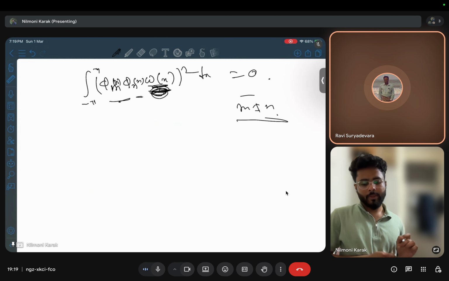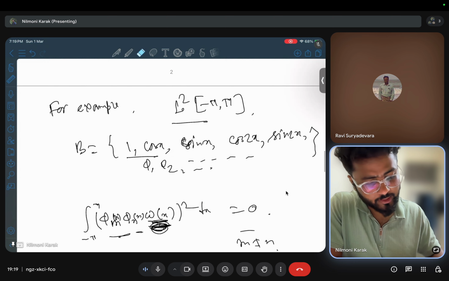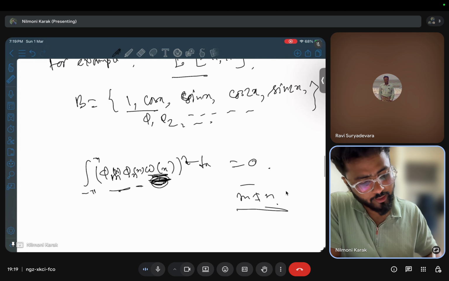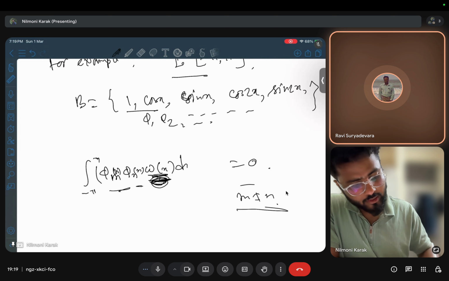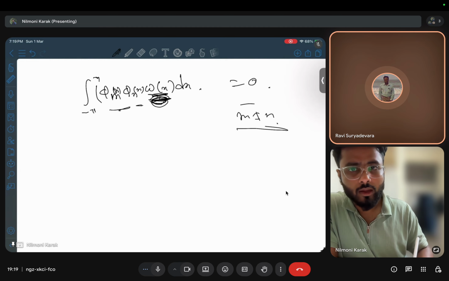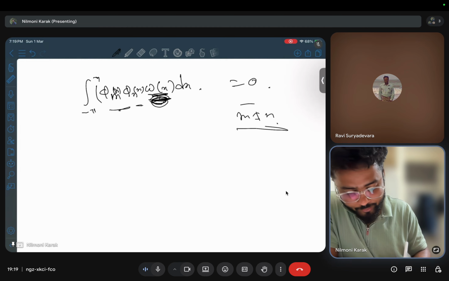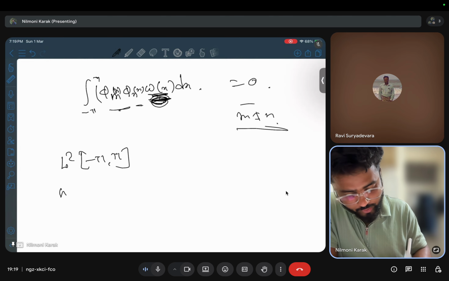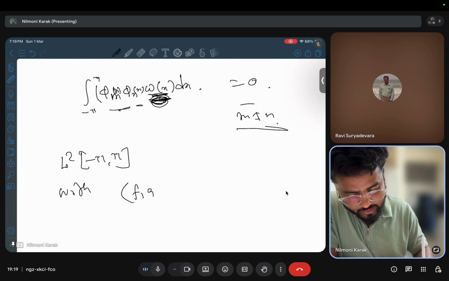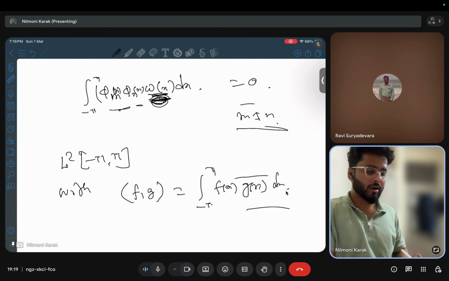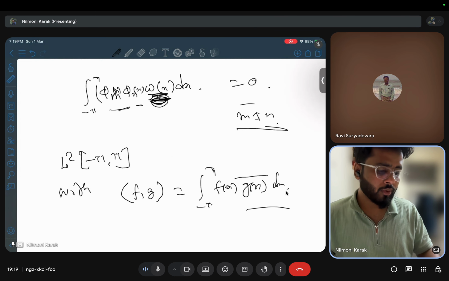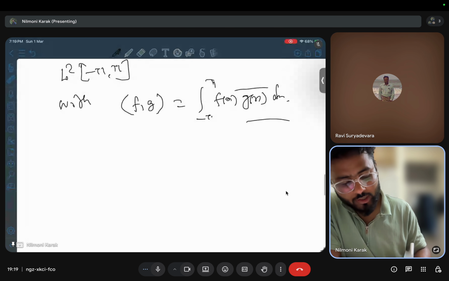Actually, one thing, I made a mistake. Inner product means basically L2 minus pi to pi with the inner product f comma g. This is integral minus pi to pi f x comma g x bar dx. This is the inner product. Actually, I was taking the whole thing square. So that's why I got stuck.